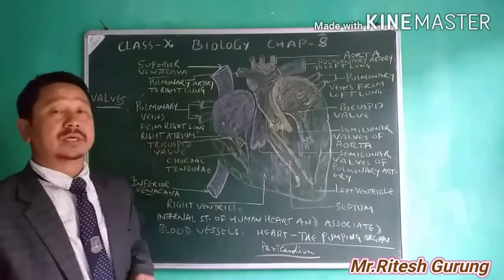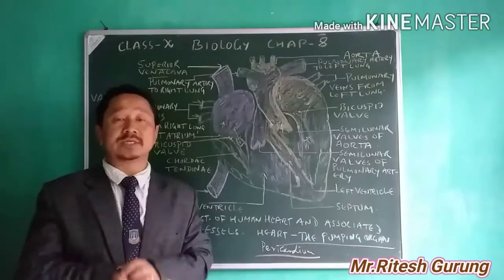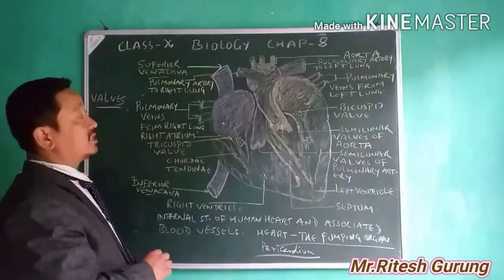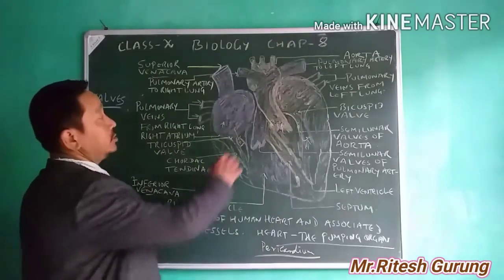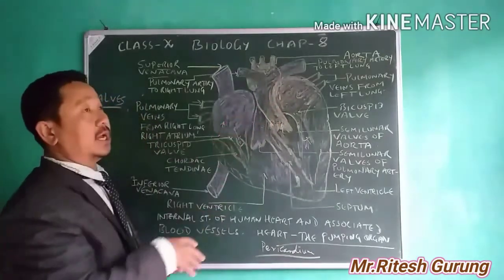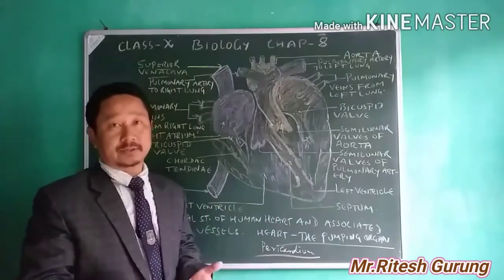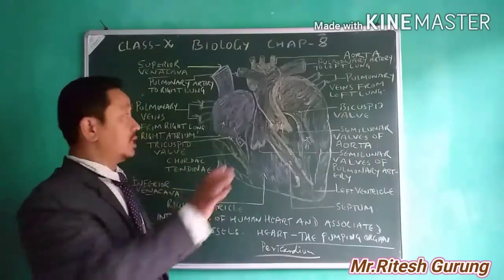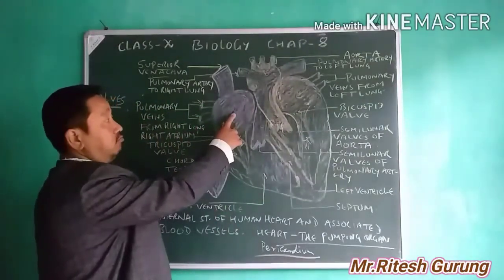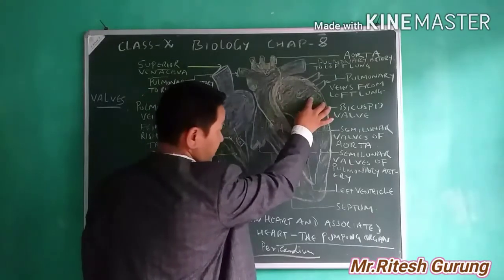Now let me tell you about the flow of blood, or the circulation of blood, through the human heart. First, these upper regions are already full of blood. They are already expanded, so they are all full of blood. This side it is deoxygenated blood, this side it is oxygenated blood.